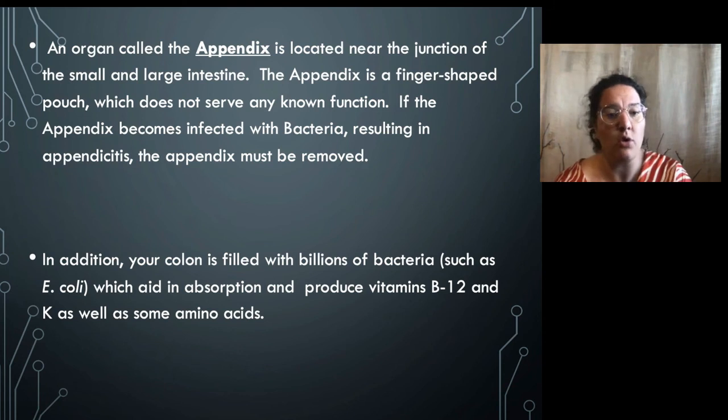In addition, your colon is going to be filled with billions of bacteria such as E. coli, which aid in absorption and produce vitamins B12 and K, as well as some amino acids. There can be more individual bacterial cells in our intestines than human cells in our whole body. So it's really quite amazing how our digestive system works together.